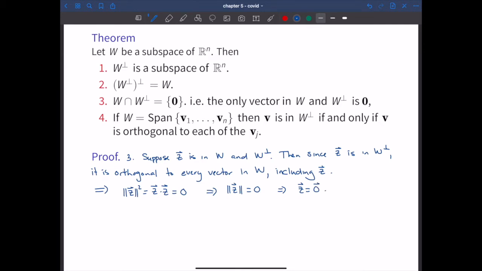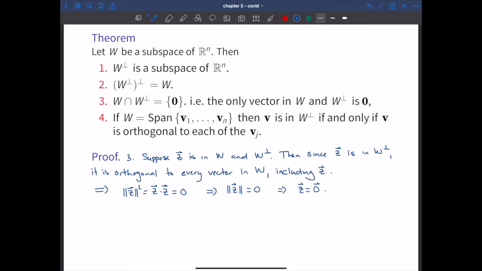Sometimes proofs will make use of this fact. You'll try and prove that something has to be 0. So what you do is you prove that this vector that you're interested in lives inside of W and inside of W perp. And since the 0 vector is the only thing that lives inside of both of those subspaces, you can prove that your vector has to be 0 that way.